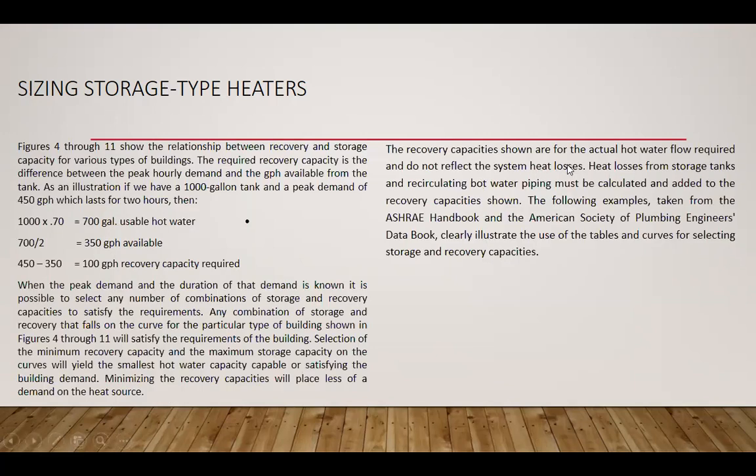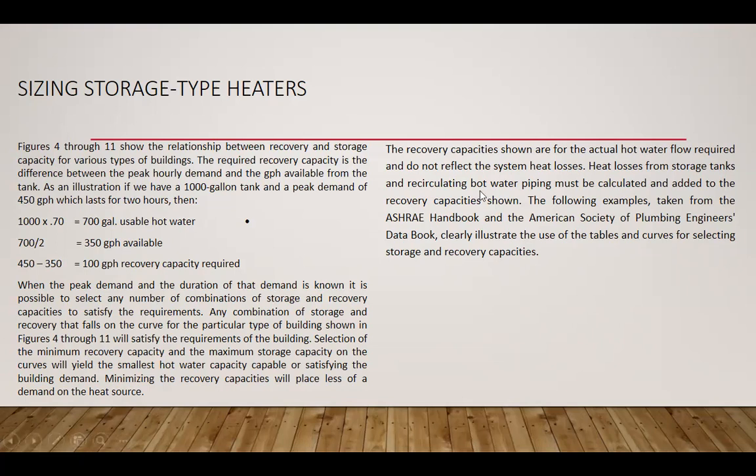So the recovery capacities shown are for the actual hot water flow required and do not reflect the system heat loss. Heat losses from the storage tank and circulating hot water piping must be calculated and added to the recovery capacity shown. So ito yung mga heat losses normally sa steel, GI pipe. Yan, meron yan. Pero sa PPR, negligible yan. So hindi na naglalagay ng circulating pipe. So the following sample taken from the ASHRAE Handbook and the American Society of Plumbing Engineers Data Book clearly illustrate the use of tables and curves for selecting storage and recovery capacities.